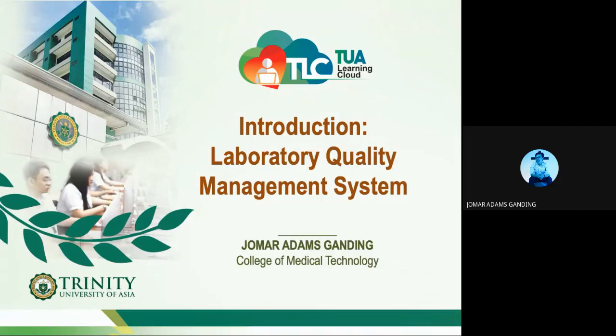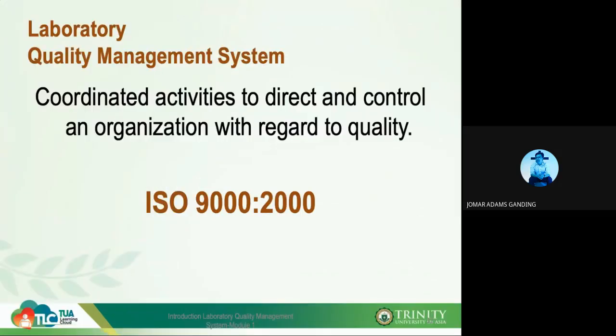Okay, the history of quality. We'll be talking about the history of quality for the remaining 15 minutes of our class. So let's go ahead and talk about laboratory quality management system. As defined by the ISO 9000 series of 2000, quality management is coordinated activities to direct and control an organization with regards to quality. I was able to define and clarify these things to you already.